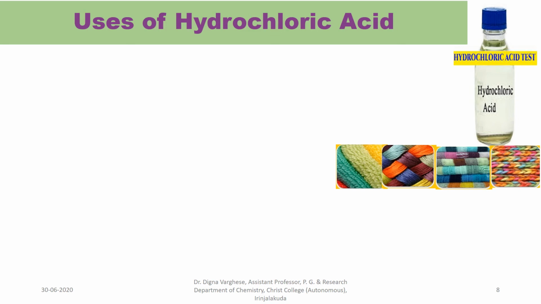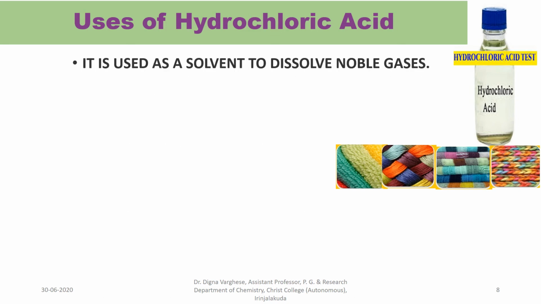Uses of hydrochloric acid. Next use is as a solvent to dissolve noble gases. In laboratory uses, in most cases it acts as a solvent to dissolve noble gases. Noble gases means highly inert, so it can react with the corrosive or concentrated hydrochloric acid, so it acts as a solvent for noble gases.